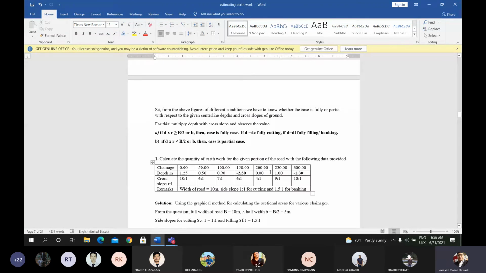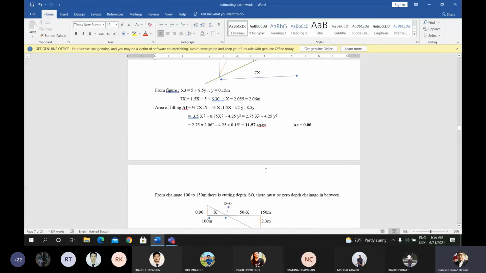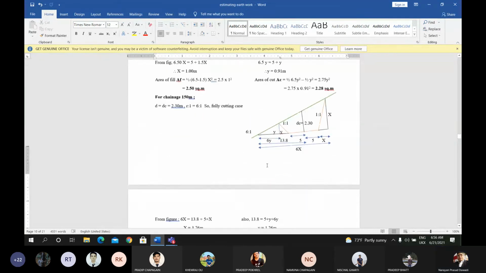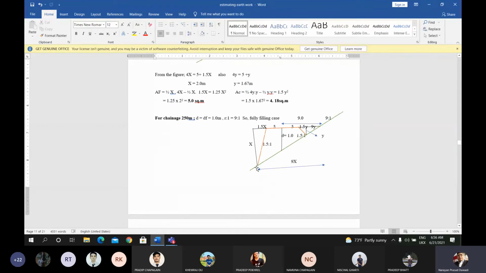For the 250 meter channel, the depth of area filling is given here, and the cross slope of 9 into 1, 9 meter greater than 5 meter. This is the fully filling case. So draw the figure of the fully filling case for the 250 meter channel. This red line zone is the fully filling area, and you can prolong the line up to the green line.